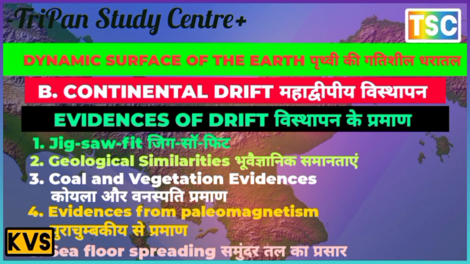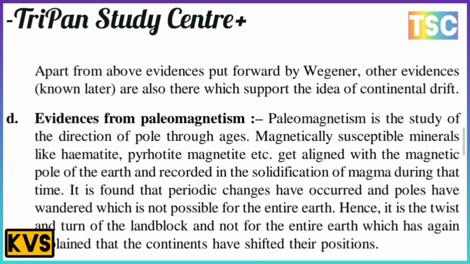Paleomagnetism is the study of the direction of the poles through the ages. Magnetically susceptible minerals like hematite and magnetite get aligned with the magnetic pole of the earth and are recorded during the solidification of the magma. It is found that periodic changes have occurred and the poles have wandered, which is not possible for the entire earth. Hence, it is the twist and turn of the landmass and not of the entire earth, which again explains that the continents have shifted their positions.